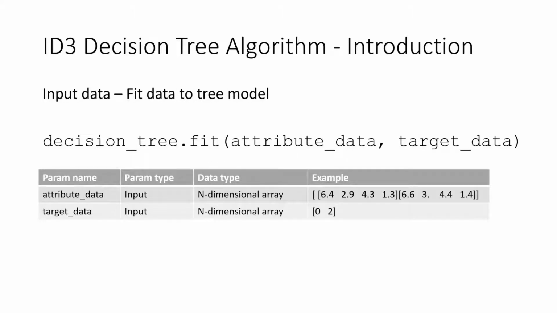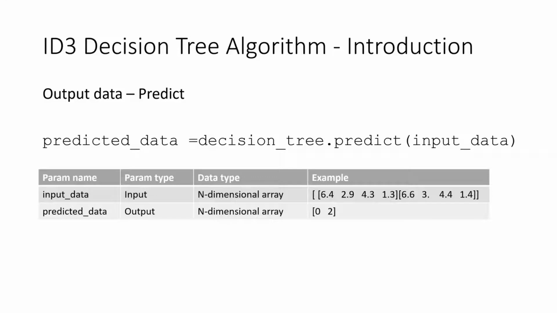Next, we look at how we fit data into our tree model. The fit function takes two inputs, attribute data and target data. Both are n-dimensional arrays. In the example, the attribute data is a two-dimensional array of a table with 4 columns and 2 rows, and the target data is a one-dimensional array of numbers.